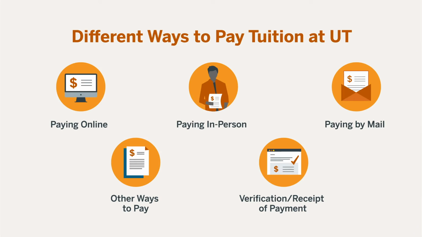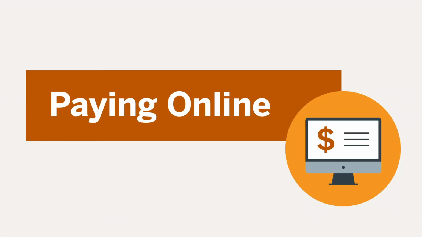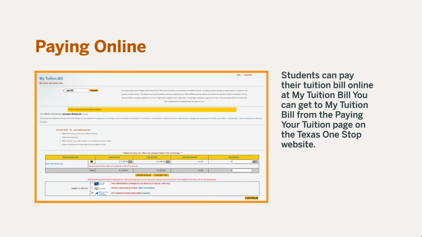Welcome! In this video, we will cover the different ways you can pay your tuition at the University of Texas at Austin. Paying online. Students can pay their tuition bill online at My Tuition Bill. You can get to My Tuition Bill from the Paying Your Tuition page on the Texas One Stop website.